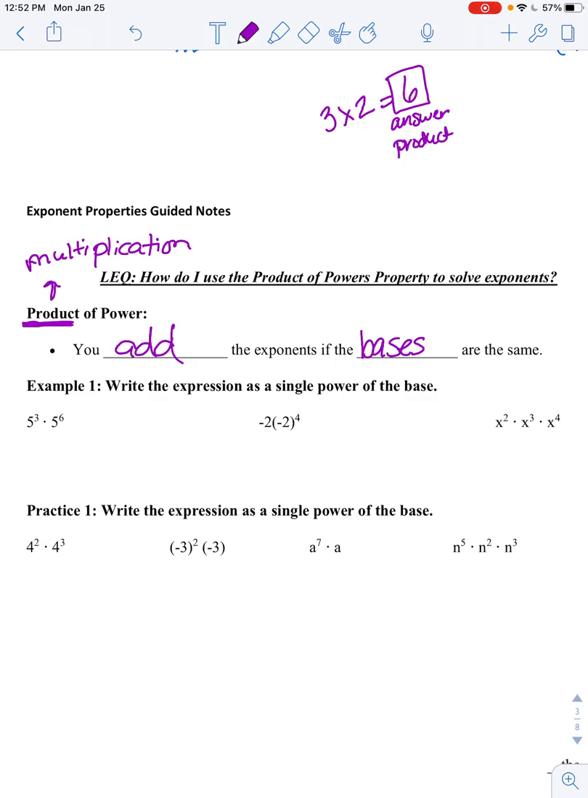So if we look at our first one, it says example, write the expression as a single power of the base. We have 5 to the 3rd power times 5 to the 6th power. Our bases are the same, so it's 5, and then we are adding our exponents together, which is 5 to the 9th.